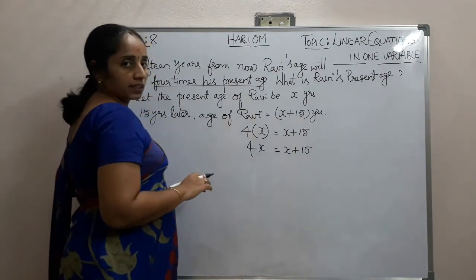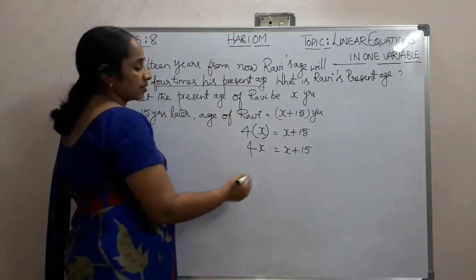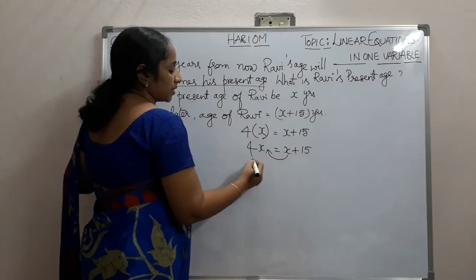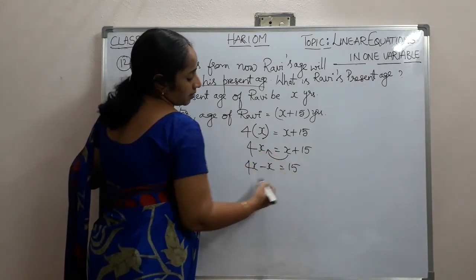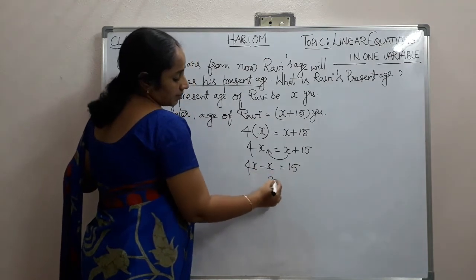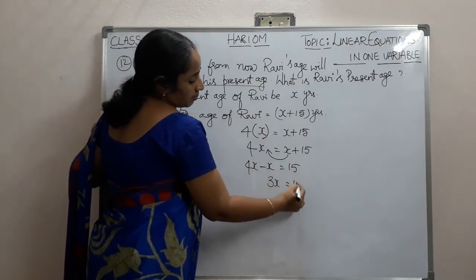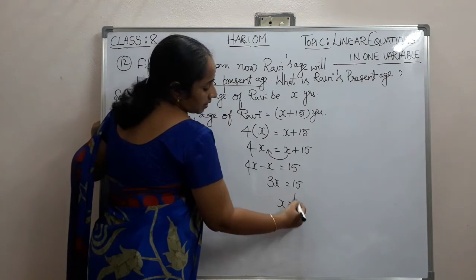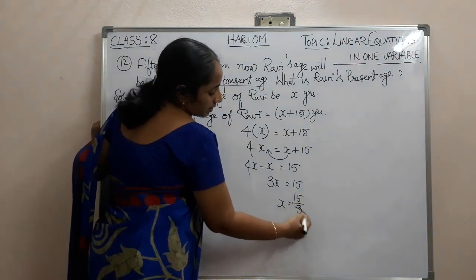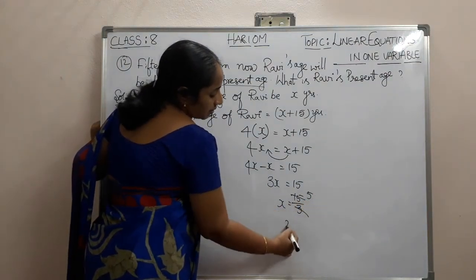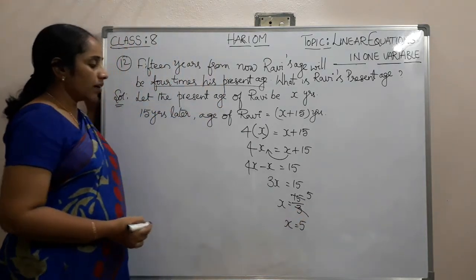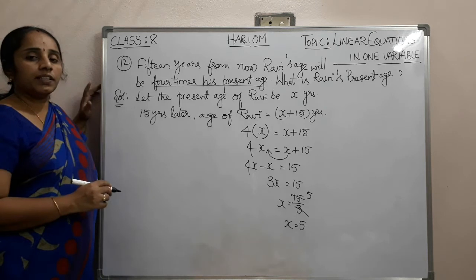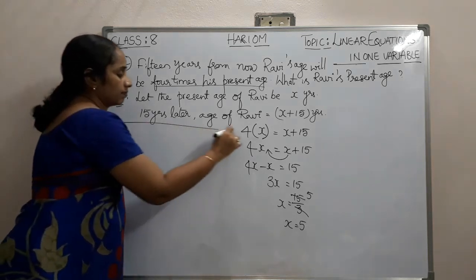Now it is a linear equation. Now it's a simplification. 4x minus x is 15. 4x minus x is 3x, equal to 15. x is equal to 15 by 3. x is 5. What is that 5? Ravi's present age.